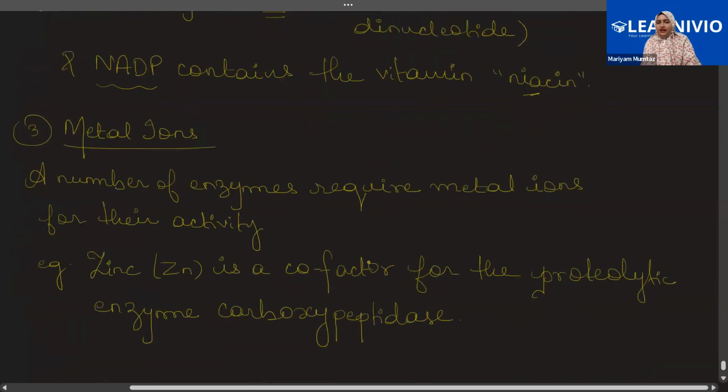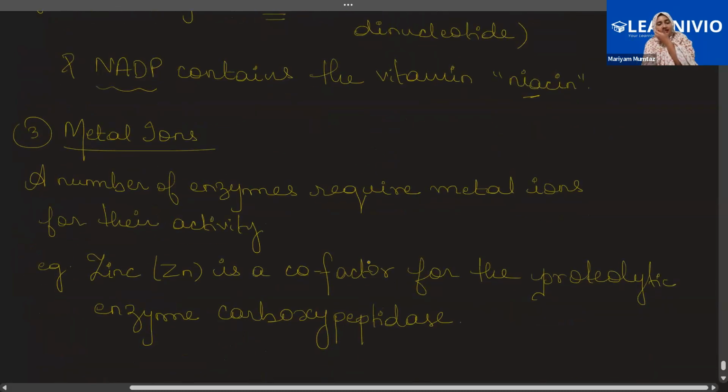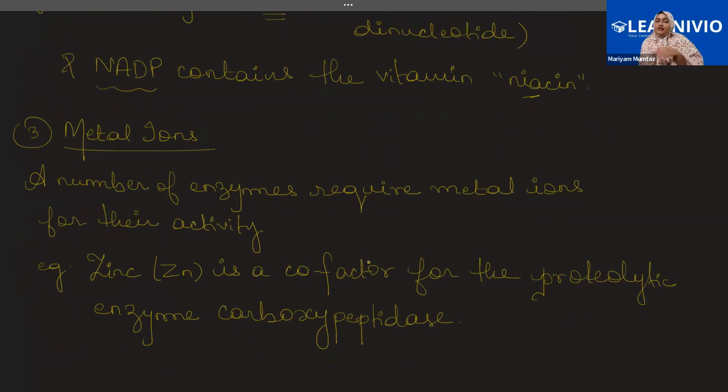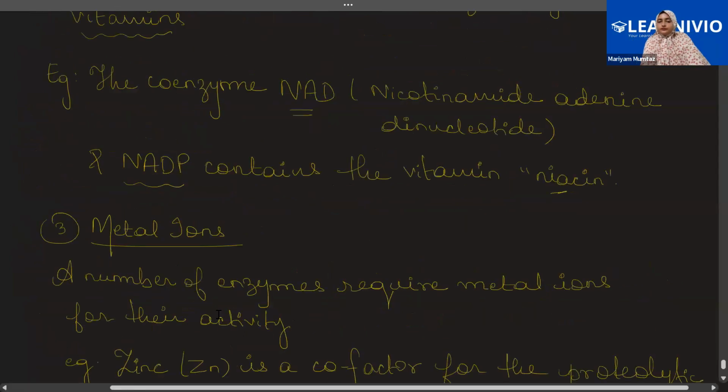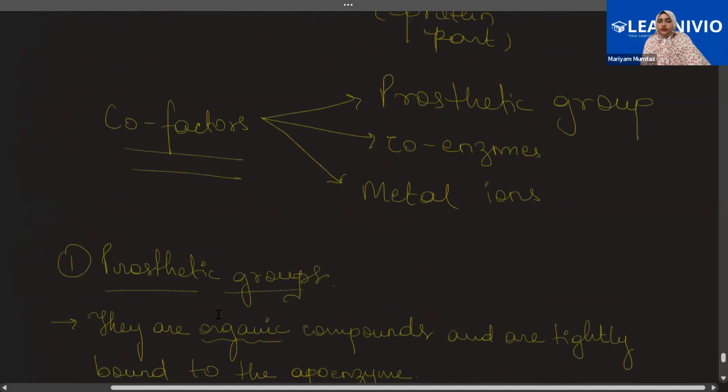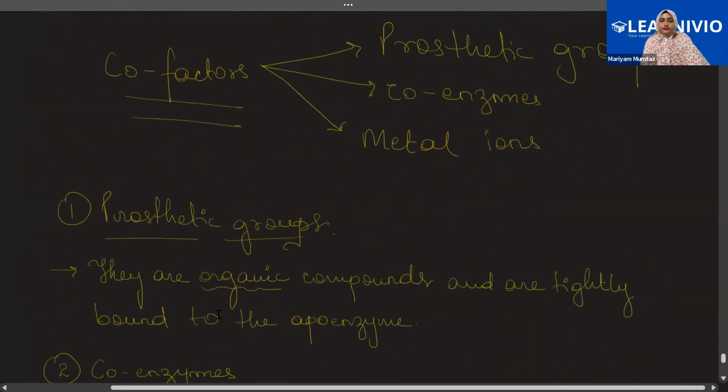Lastly, there is the metal ion. Metal ions are also required by some enzymes to perform their work. One example is zinc. Zinc is a metal ion which is very important for the functioning of the enzyme called carboxypeptidase. Without this zinc, the carboxypeptidase will not work. Clear? Yes, ma'am. Okay. Now you can note it down.